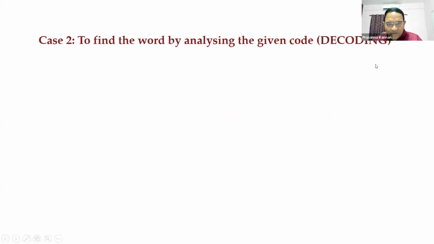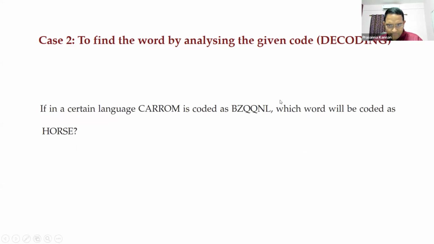Okay, next. To find a word by analyzing the given code. So now what happens is, in both cases, a word is converted into the code, correct or not? Now I will give you the code, you have to get the word, right? This also we have done. You have to read the question carefully. If in a certain language, carom is coded as BZQQNL, which word will be coded as horse? So the coded answer is horse. Before coding, what is that word? That's the question. Did you understand?